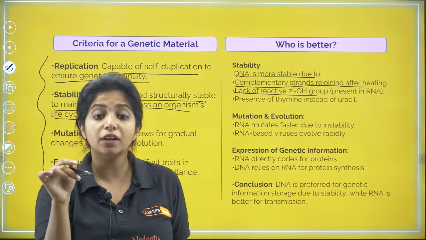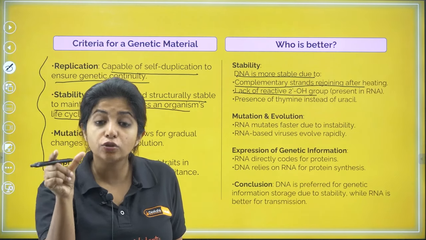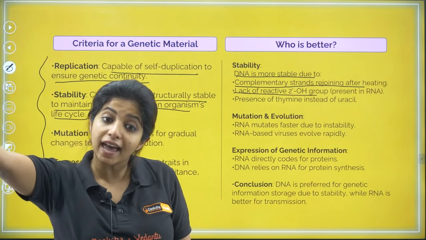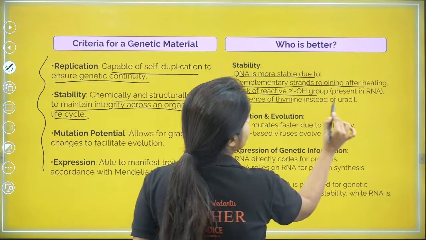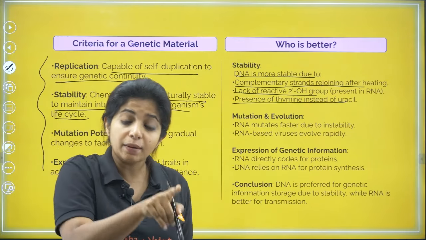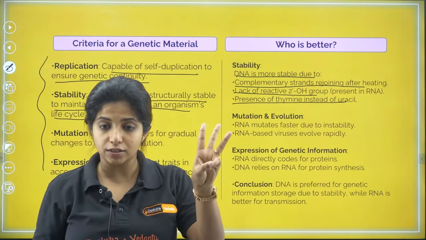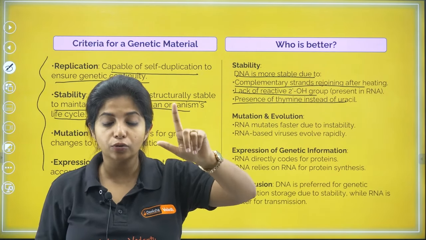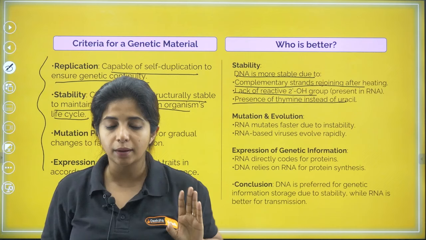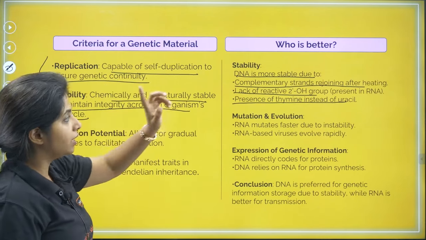I told you the second carbon in DNA does not have the OH group, and this OH group is very reactive. RNA has it, which means it is not stable, because it is very reactive. Presence of thymine instead of uracil. Again, thymine is more stable. So 3 reasons: complementary base pairing after heating, second, lack of reactive 2-OH, and the presence of thymine in the place of uracil, which makes our DNA more stable.